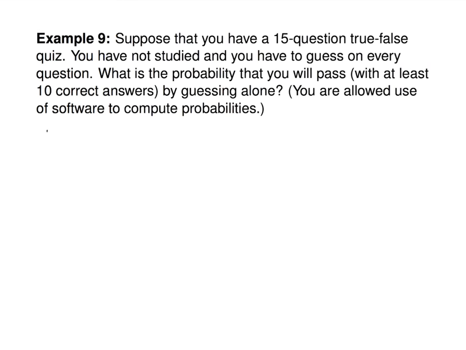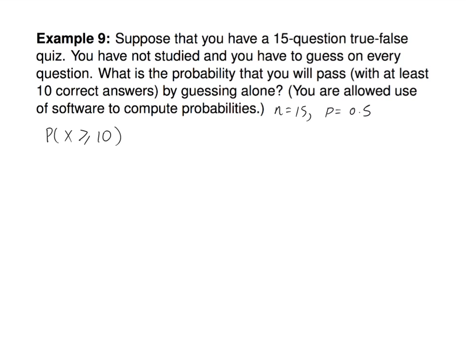So you want the probability that X is bigger than or equal to 10, where X is the number of things you get correct. Does that make sense? How many trials are here? 15. What's your probability of success? 0.5, because it's true-false. Okay. So probability X is bigger than or equal to 10.